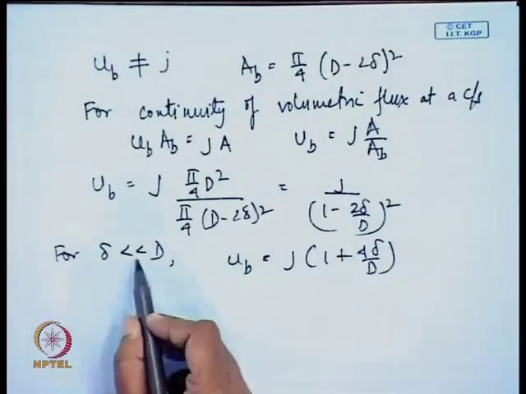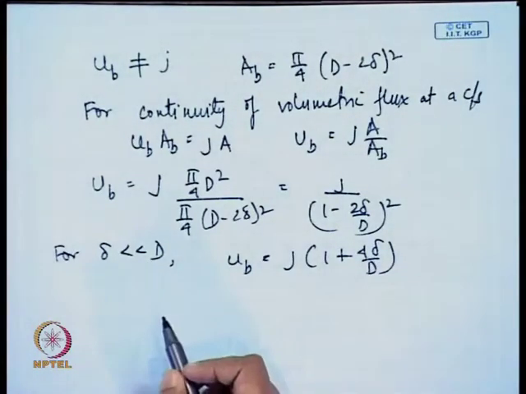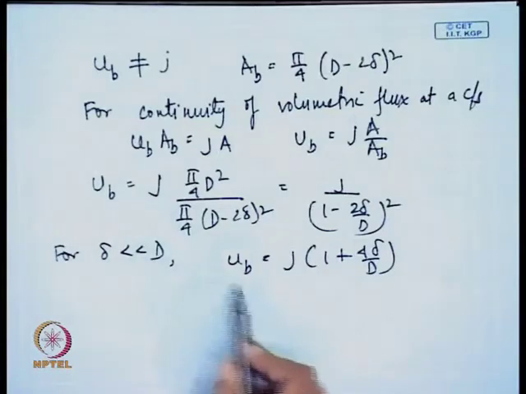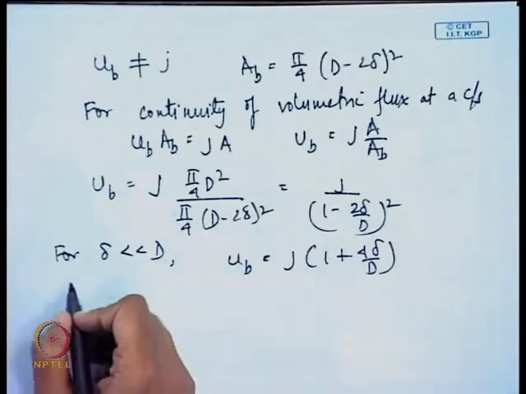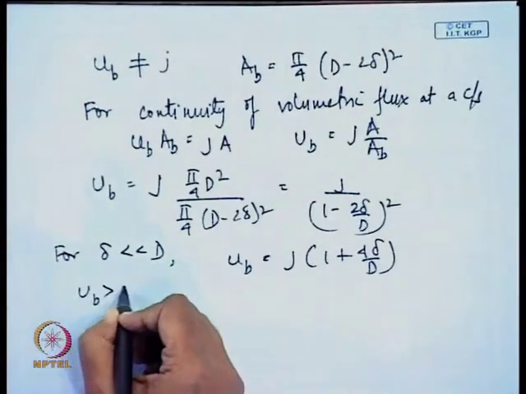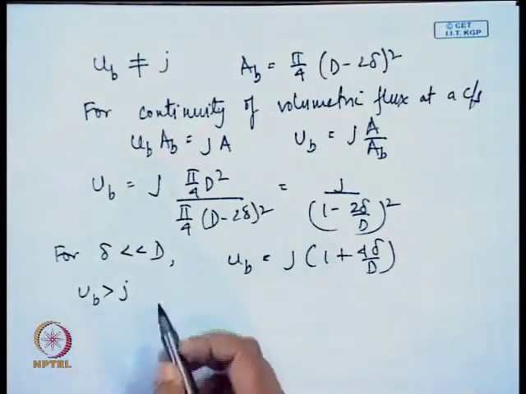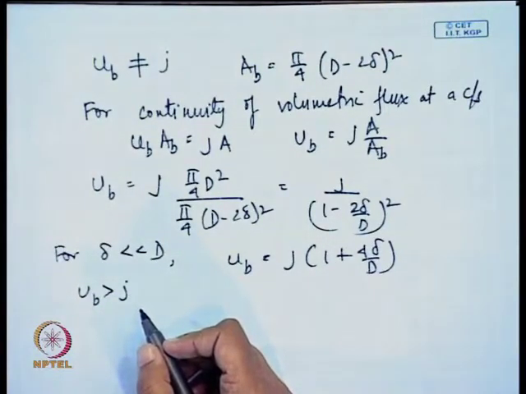Fine. So, for the film thickness delta being negligible as compared to the diameter of the tube, the bubble rise velocity can be expressed in this particular form. From here, what do we get? We get that UB is greater than J. From this expression, this automatically proves that the bubble has a velocity relative to the average volumetric flux, or relative to the liquid slug. Do you agree with me? Does anybody want me to repeat any part of this?